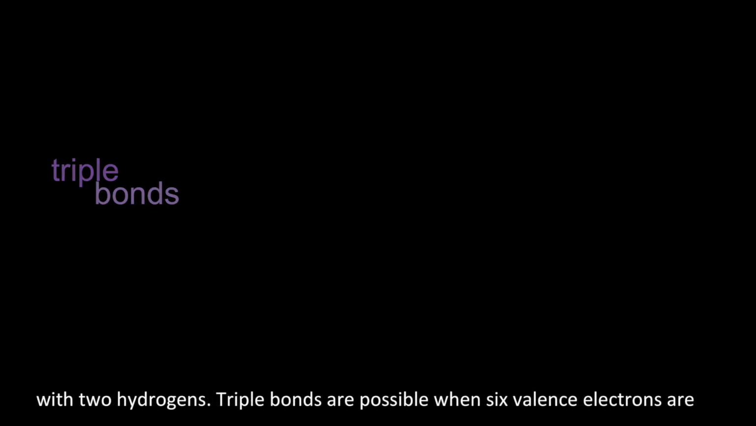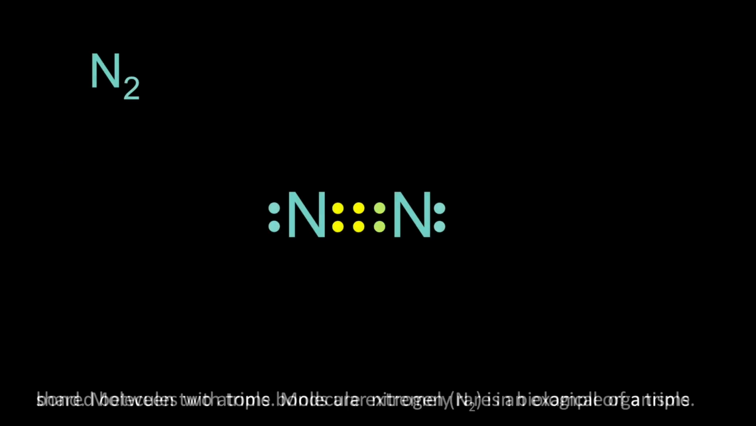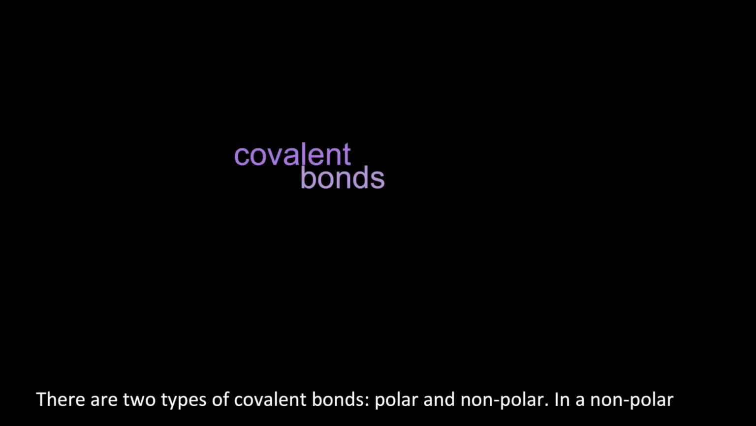Triple bonds are possible when 6 valence electrons are shared between 2 atoms. Molecular nitrogen, N2, is an example of a triple bond. But molecules with triple bonds are extremely rare in biological organisms. There are 2 types of covalent bonds, polar and nonpolar.